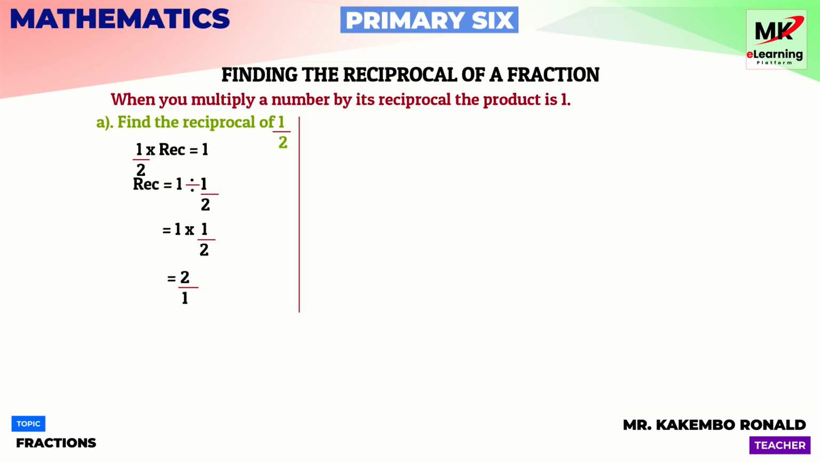Now, another one, find the reciprocal of 3 out of 4. 3 out of 4 multiplied by its reciprocal, the answer should be 1 whole. So the reciprocal is 1 divided by 3 out of 4, which changes to 1 times 4 out of 3. The answer is 4 out of 3.